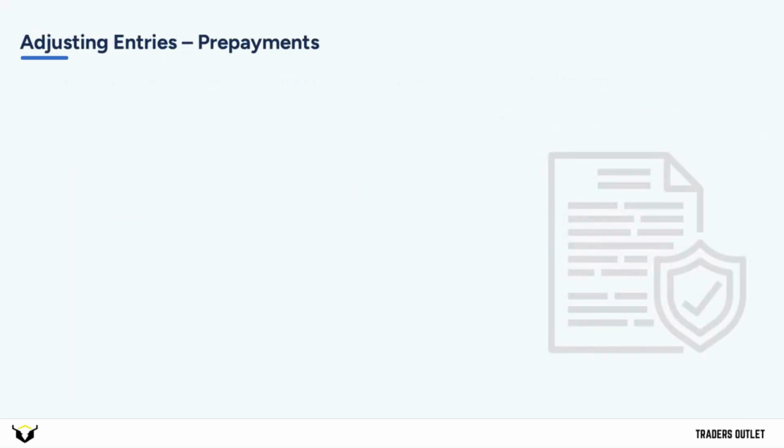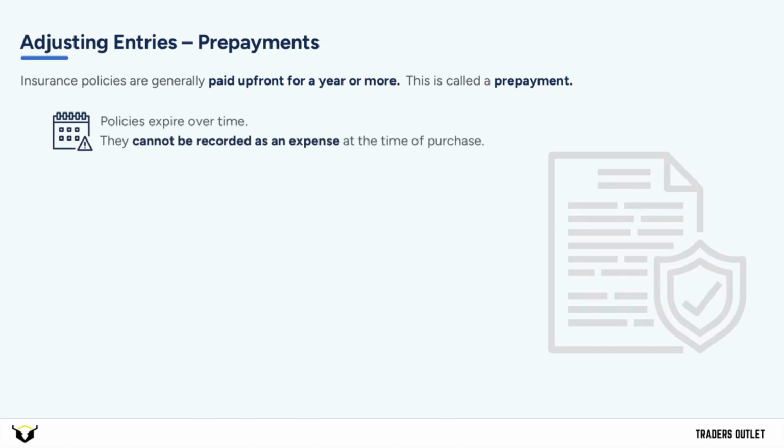So imagine you're buying an insurance policy. Now, typically, you have to pay for that policy upfront, and it's typically for a year or maybe even more. Since that insurance policy expires over time, or over 12 months, let's say, it can't really be considered an expense right away in the current month. Instead, we need to treat that expense and spread it over the 12 months.